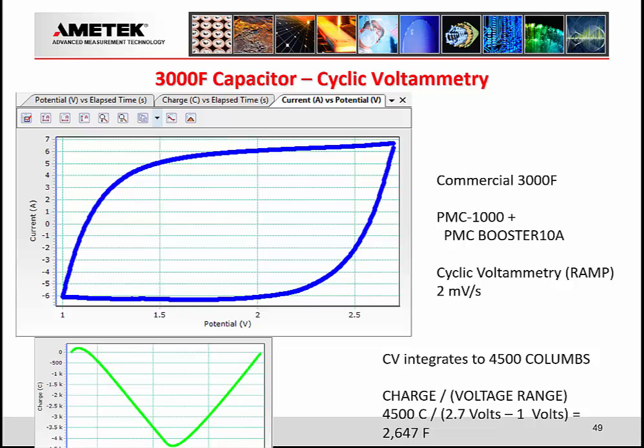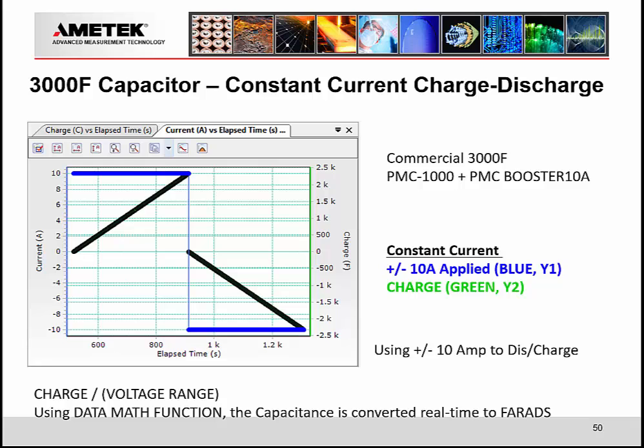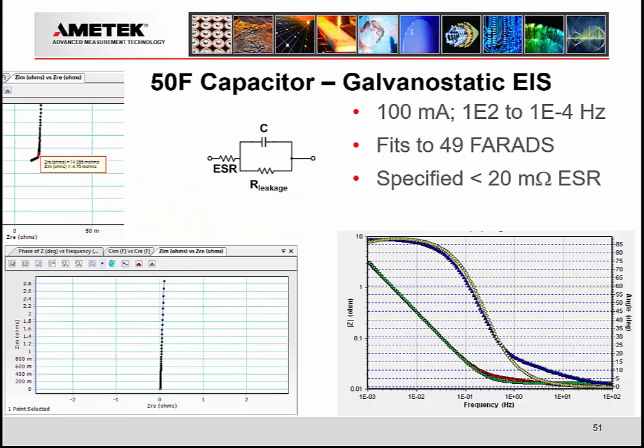And even at the slow scan rate of 2 millivolts per second, you can see I'm at more than 7 amps of current coming through there, and I can integrate it much the same way and get a value of 2,700 farads. When I run this again through constant current charge-discharge and use 10 amps to charge and discharge the capacitor, we can see again roughly 2,500 farads, similar to what I got from CV, and I can use our data math function within VersaStudio to convert the capacitance in real time over to farads.